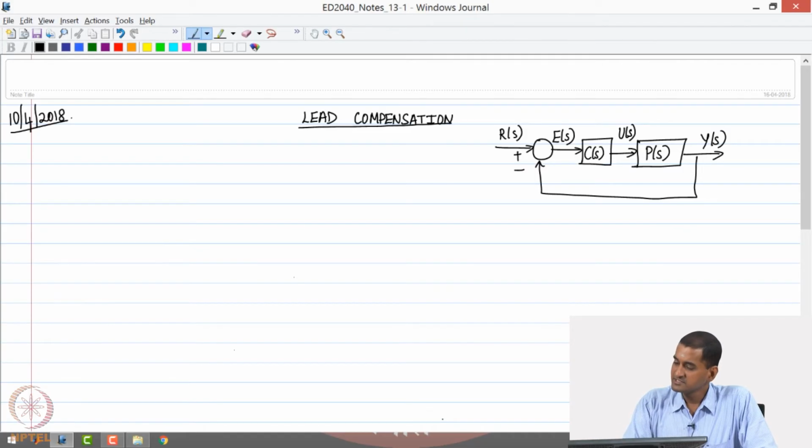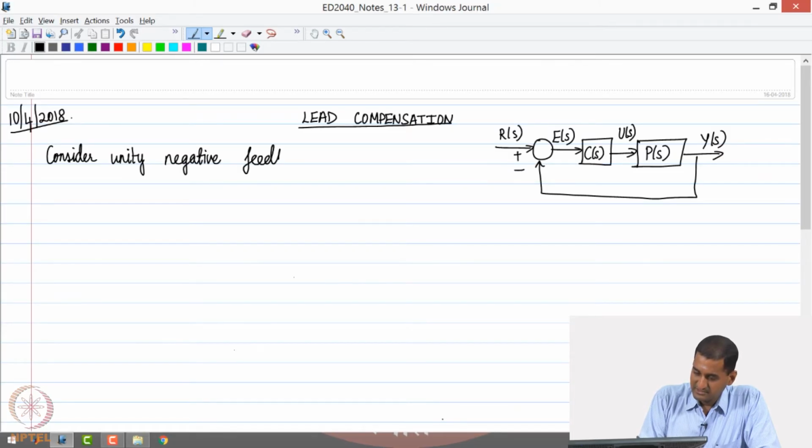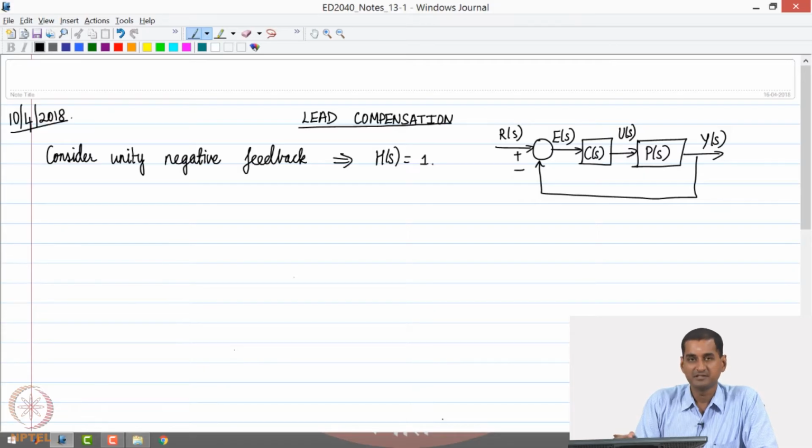So we'll consider the standard feedback loop that we have been dealing with in this course. We consider unity negative feedback. This implies that the feedback path transfer function H of s is going to be 1. C of s is the controller transfer function and P of s is the plant transfer function.